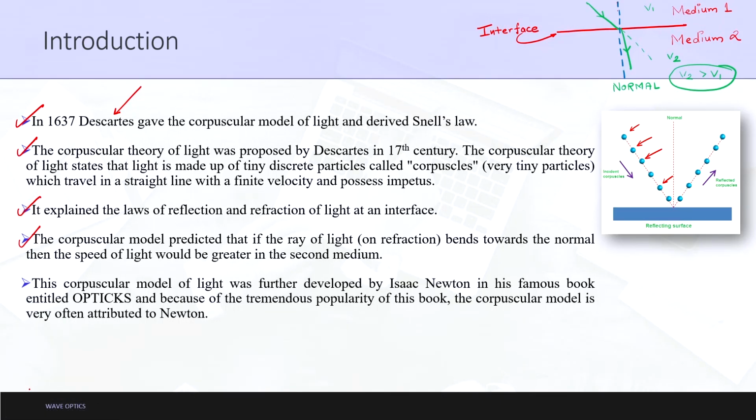Now, this corpuscular model of light was further developed by Sir Isaac Newton. Isaac Newton, as you already know, the prominent scientist, the most famous scientist of our era. This corpuscular model of light was further developed by Isaac Newton in his famous book entitled Optics. So, this concept was talked about in Optics. He further collaborated with Descartes also to further evaluate this study. And because of the tremendous popularity of this book, the corpuscular model is often attributed to Newton.